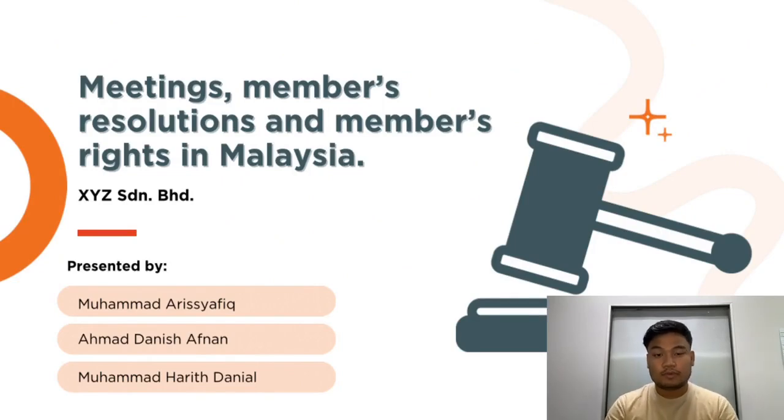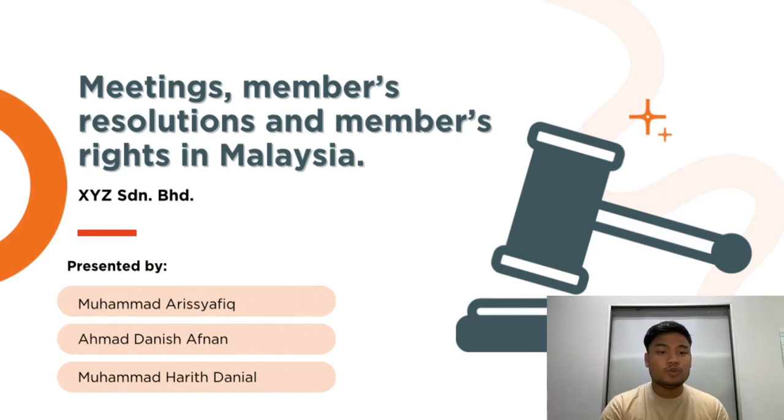So, to everyone and Sir Hafizi, we are from group in section 2, and today we will present question 1, which is meetings, member resolution and member rights under Malaysian company law. The company involved is XYZ Sdn Bhd, a private limited company in Malaysia. The issue here is that XYZ Sdn Bhd has called for an extraordinary general meeting (EGM) to approve a major change to the company constitution. However, some shareholders are resisting the proposals.